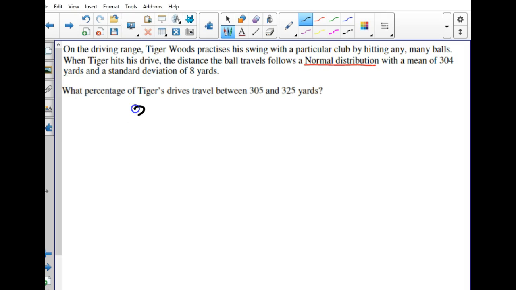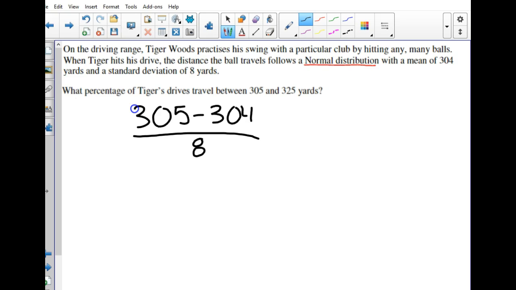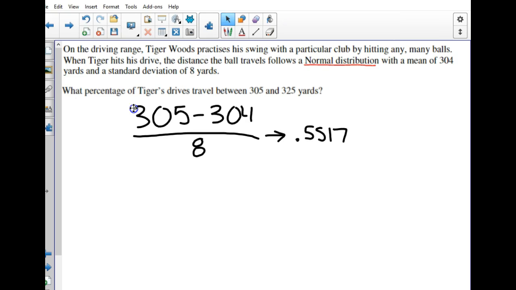Start off by taking the greater value and subtracting the mean from it. And then put it over 8, because that is the standard deviation, and you get 0.5917. Lauren, you want to do the other Z-score? Not really, but okay. You're doing great.